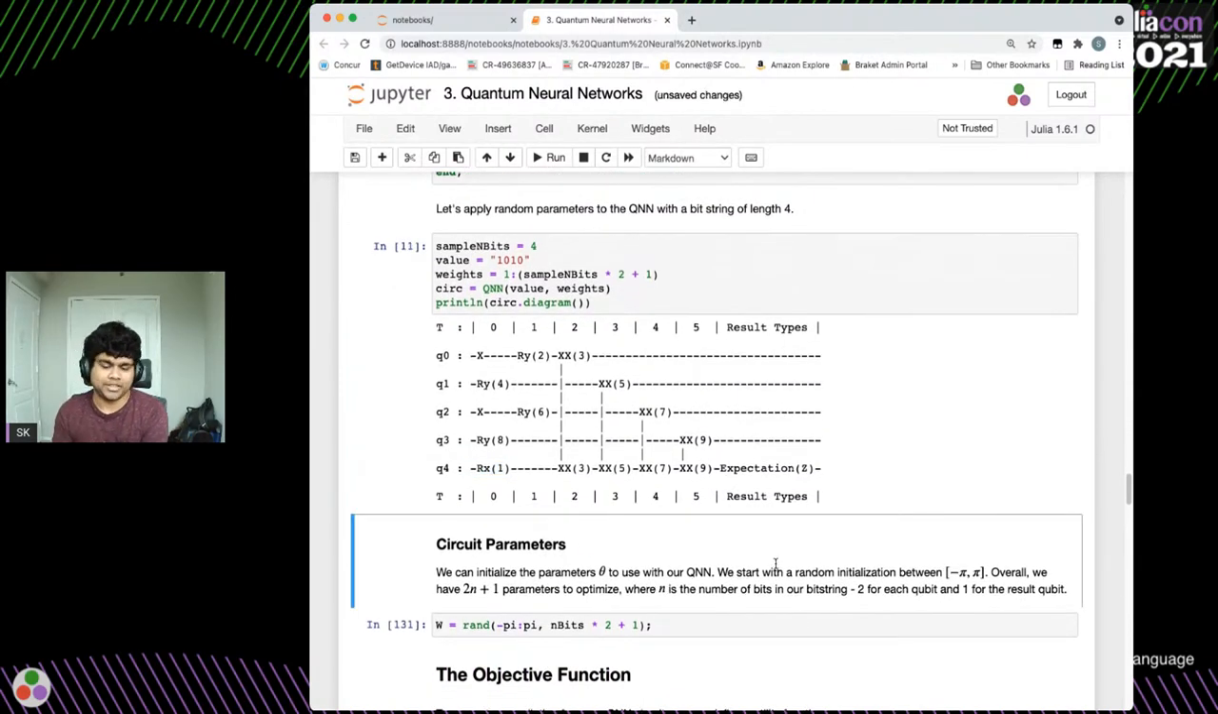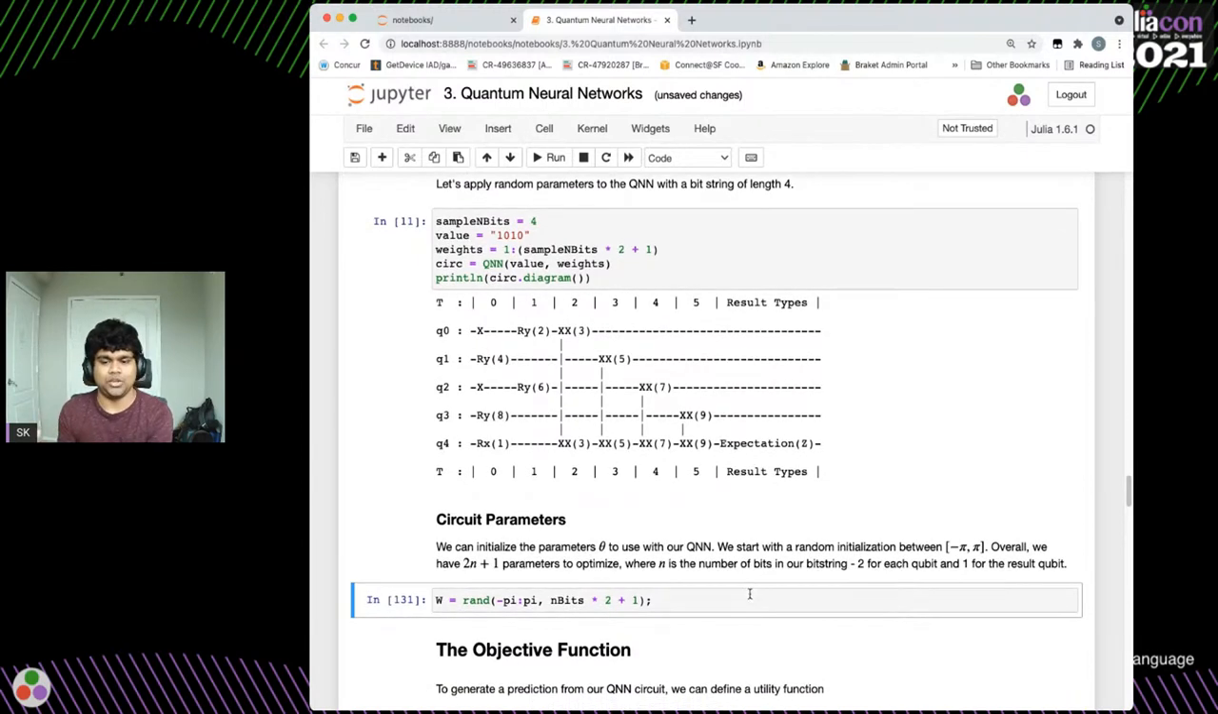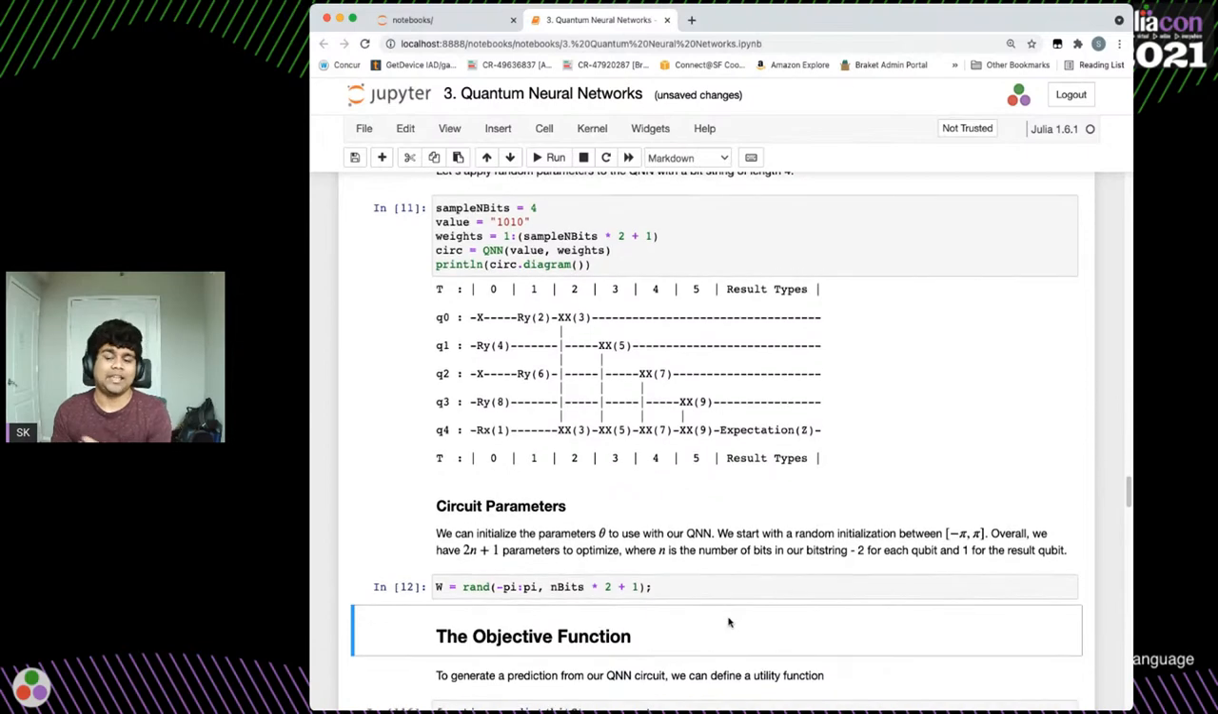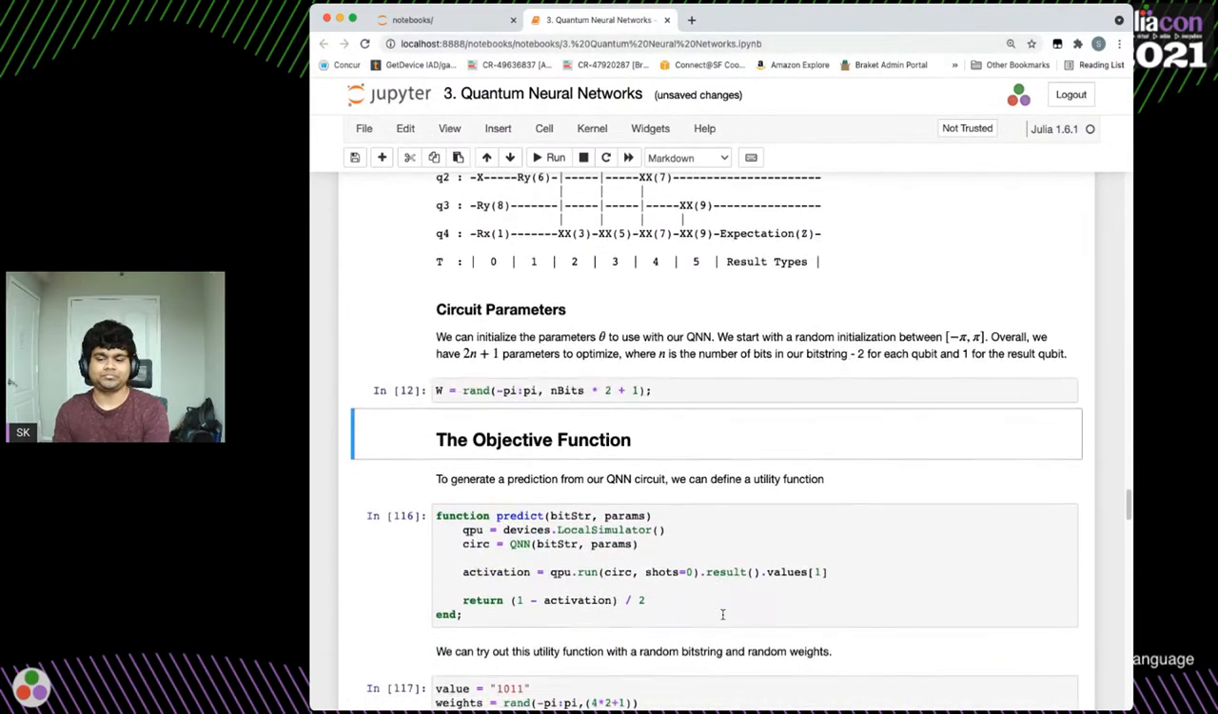So let's talk about the second parameters. So for each n, you have 2n plus 1 parameters, and you initialize those parameters to be random between minus pi and pi, right? So now you have 2n plus 1 parameters, and you can apply these parameters to the circuit to make some prediction, right?